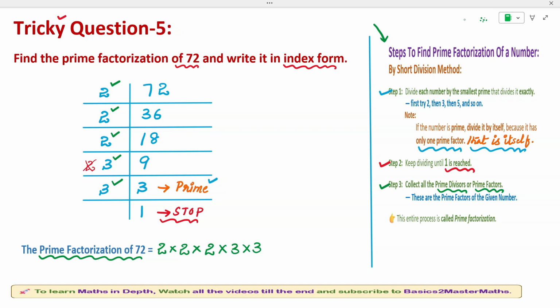Got it? But this is not the final answer. You have to express it in index form. So, this can be written as 2 to the power 3 multiplied by 3 to the power 2. Got it?